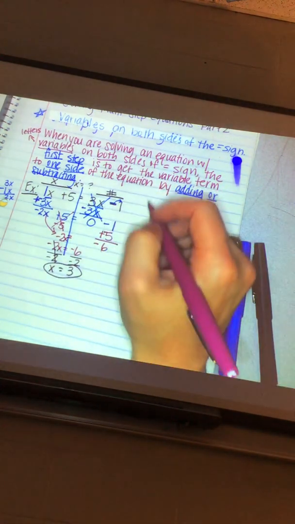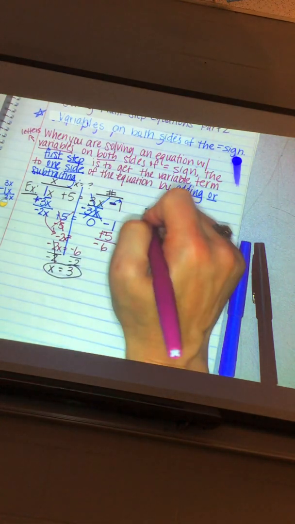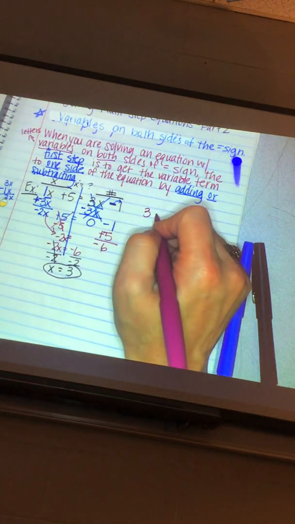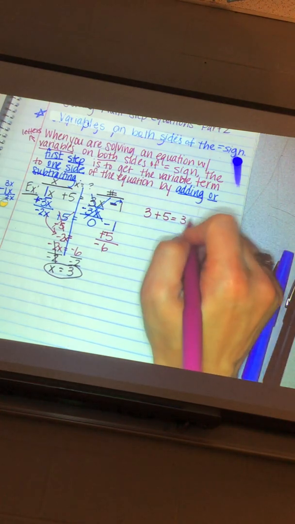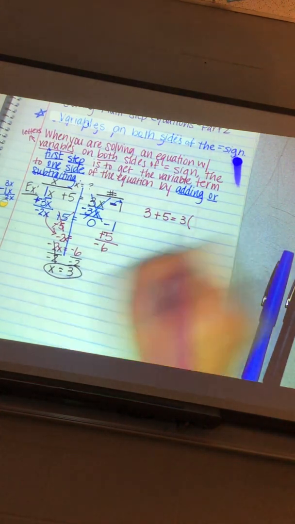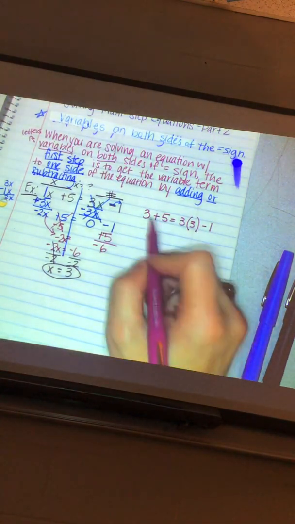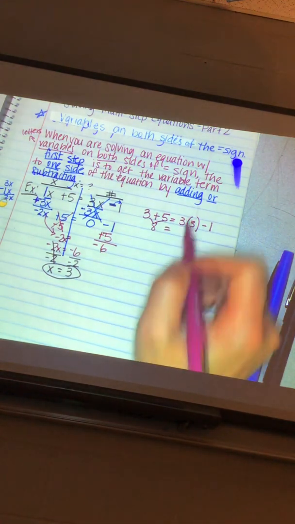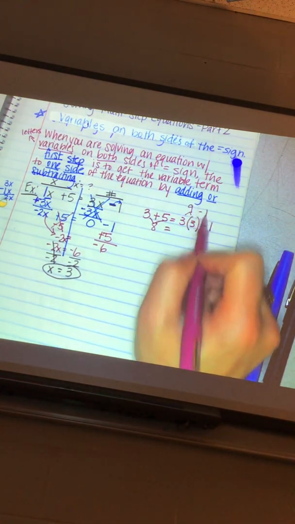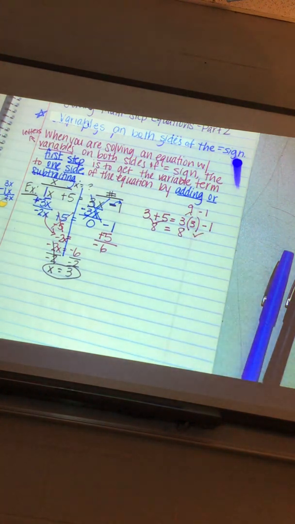We had 1x, which is just 3, because x equals 3, plus 5 equals 3 times x, which was 3, minus 1. Well, this over here is just 8, equals 3 times 3 is 9, minus 1. 9 minus 1 is 8. Does 8 equal 8? Yes, we were correct. Okay? Let's do another one.